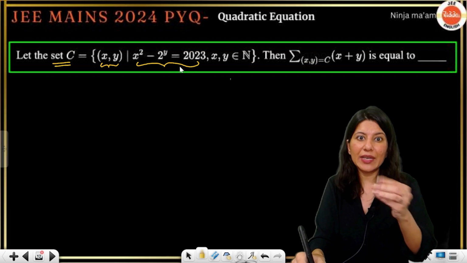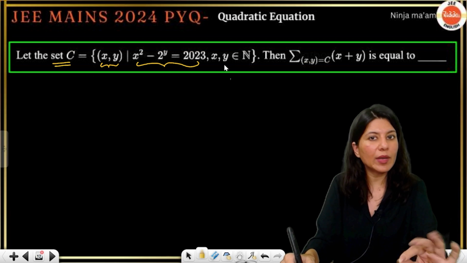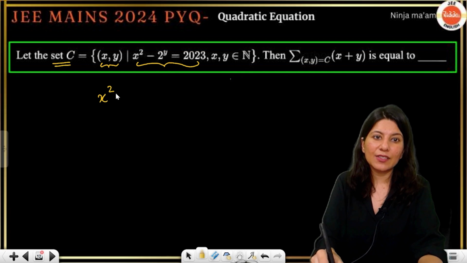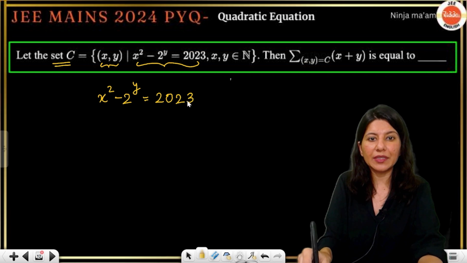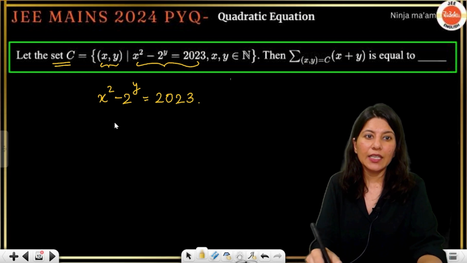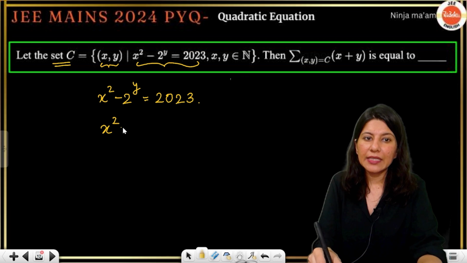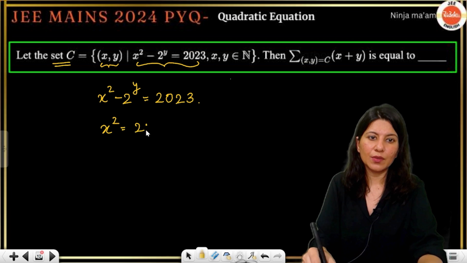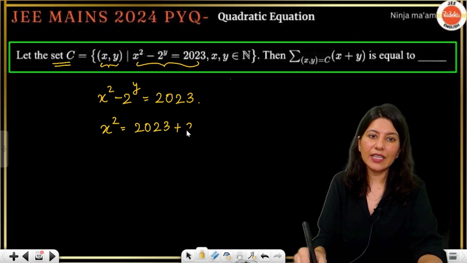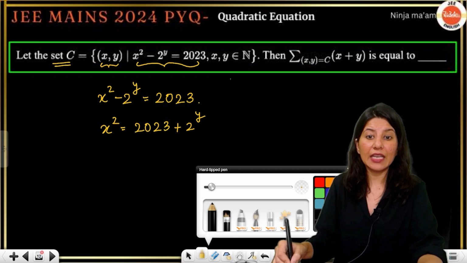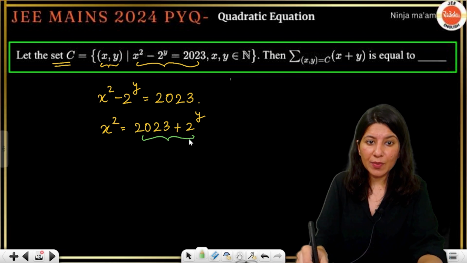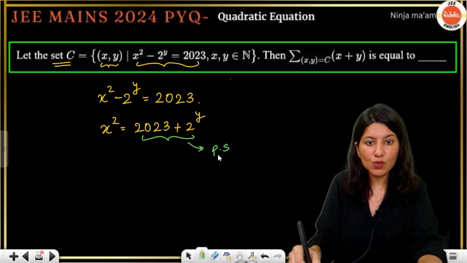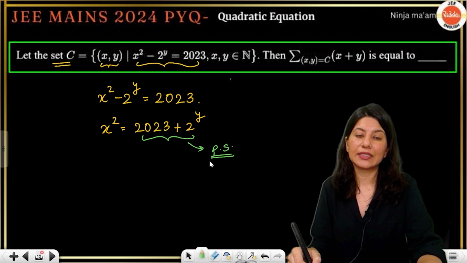x comma y, such that x and y both are natural numbers and satisfy this relation: x square minus 2 raised to power y equals 2023. Correct? Now, let me just modify this. Can I just take 2 raised to power y on the right hand side? Now I need to think. So basically, I want to make this a perfect square. That's what I want. Correct or not?